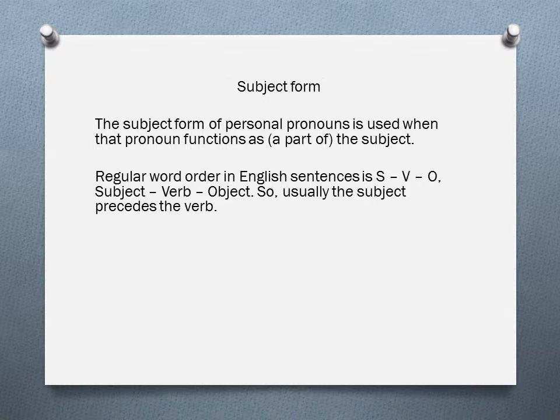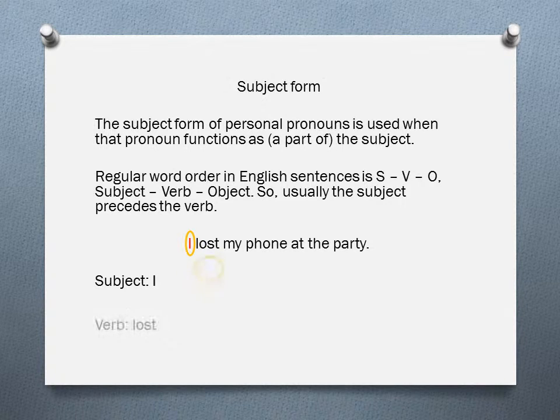First, we have a look at the subject form. Regular word order in English is subject, verb, object. So usually the subject precedes the verb. In the sentence, "I lost my phone at a party," the personal pronoun I is the subject, lost is the verb, and my phone is the direct object.